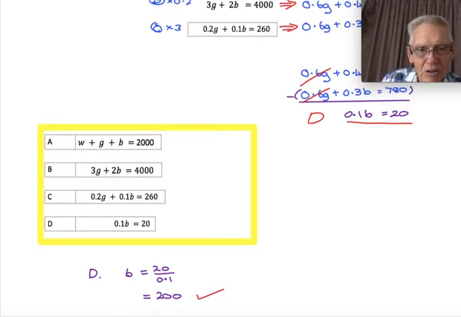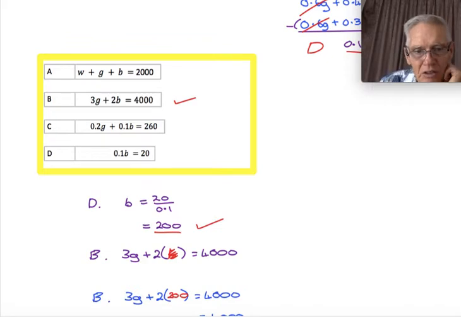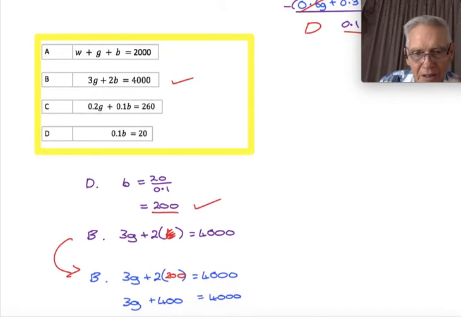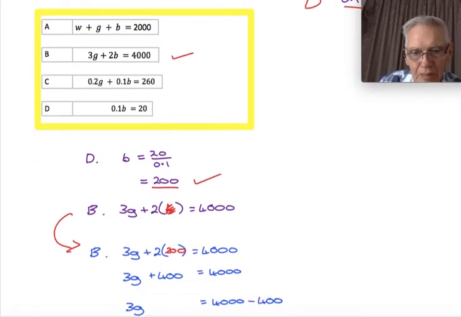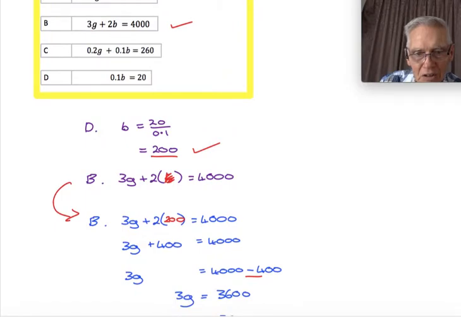Then I take either B or C to work out what the other one is. So I'm going to take equation B and I'm going to write 3G plus 2B, but instead of writing this letter B, I'm going to put 200 in its place, which is what I've done down here. So here's equation B, which is 3G plus 2 times 200 equals 4,000. Multiply out the brackets and move the 400 to the other side, change sign. So that becomes minus 400. So how do I get rid of this times 3?